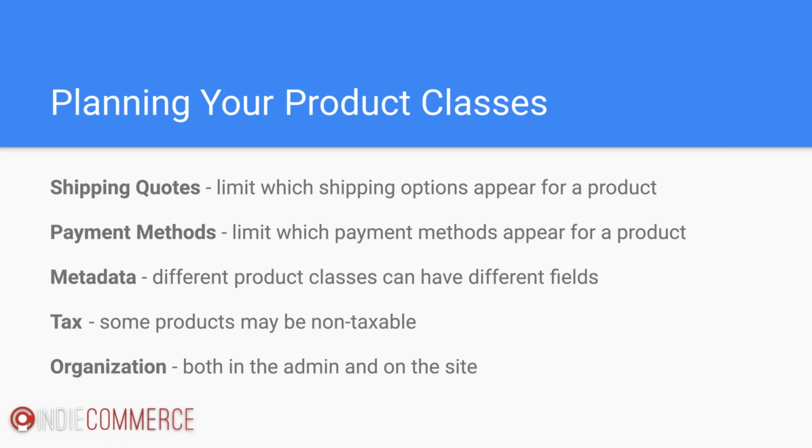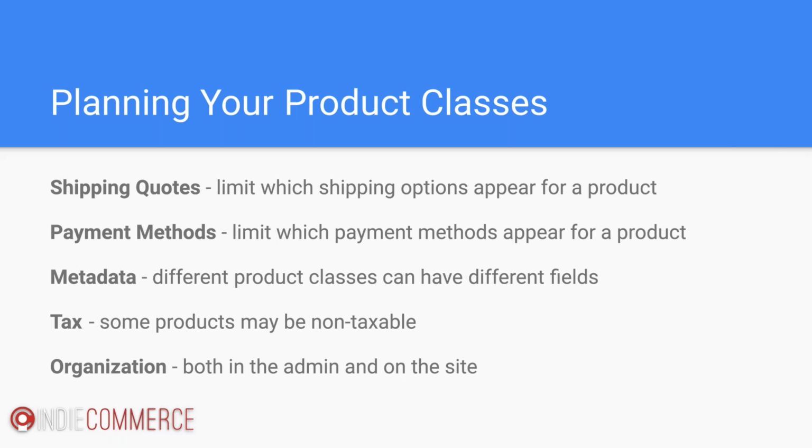So think about shipping quotes, for example. You can limit which shipping options appear for a specific class. Examples would include very light products, things like gift cards or greeting cards, that might be eligible to ship via an envelope, which other products can't. Very heavy products, for which certain shipping methods may not be available, or for which you might want to create a custom shipping method to account for additional expense in shipping the product.